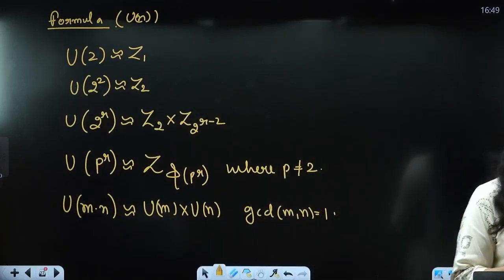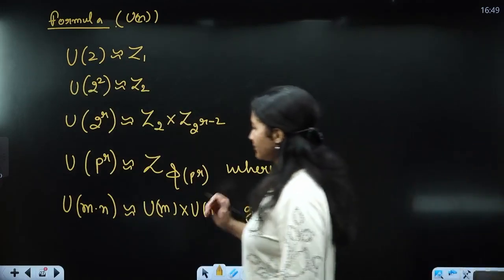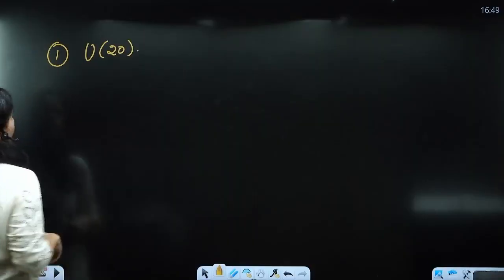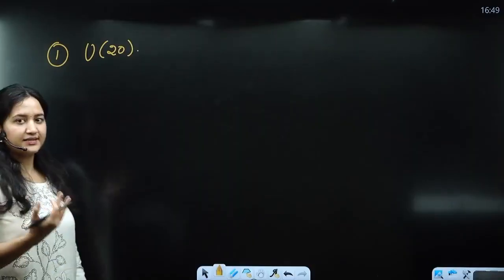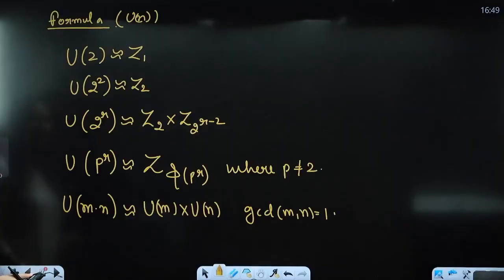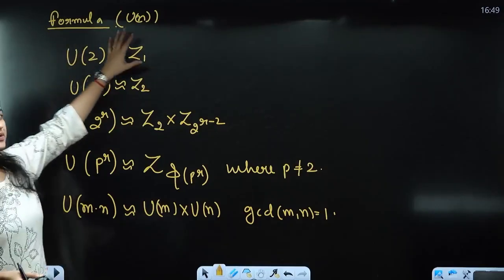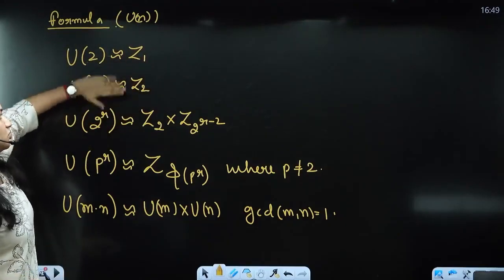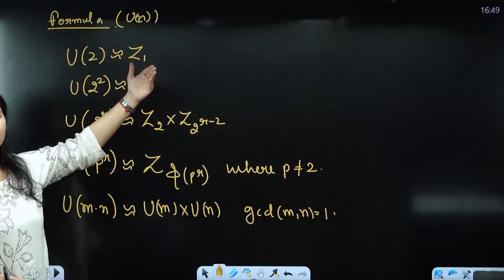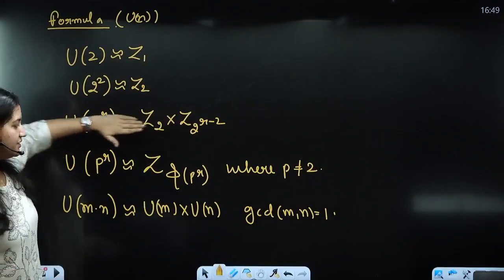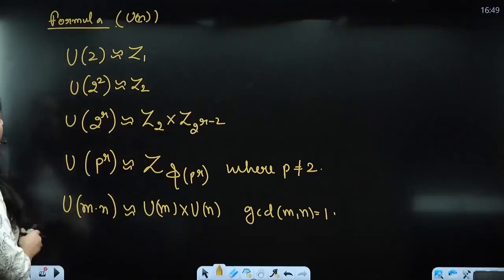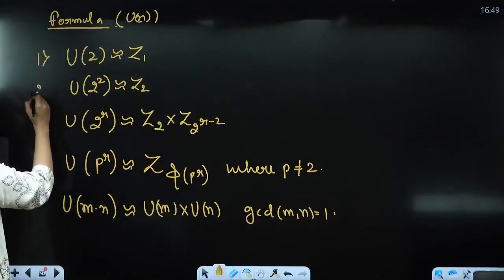Now let's take some example. ठीक है, example के बिना obviously हमें समझ नहीं आता है. So the first example we are going to take is U of 20. Now we have to see, can I express it? अगर आप formula list देखोगे तो सबसे पहले U2 is isomorphic to Z1. इन दोनों की as such obviously हमें बहुत ज़्यादा ज़रूरत नहीं पड़ेगी. We just need these two. ये बहुत important है. Just number them.